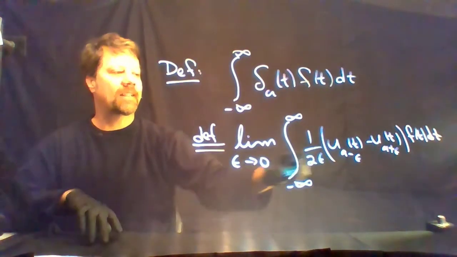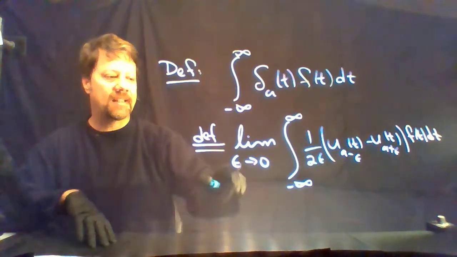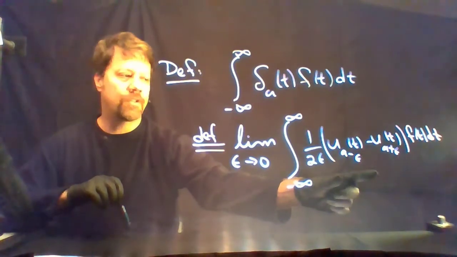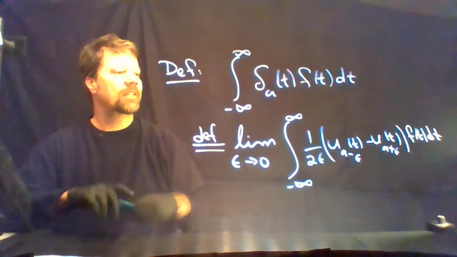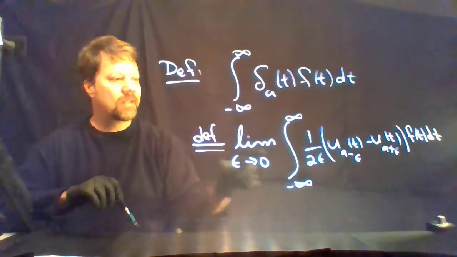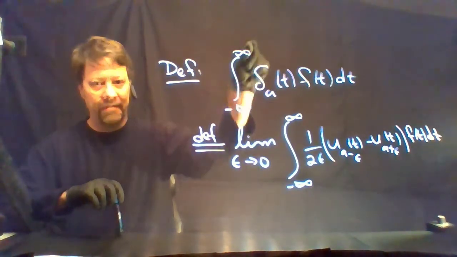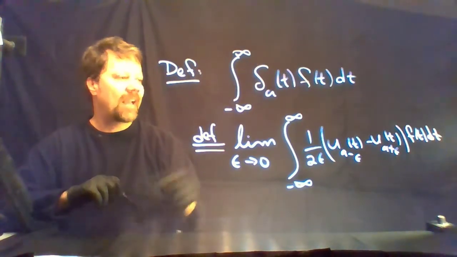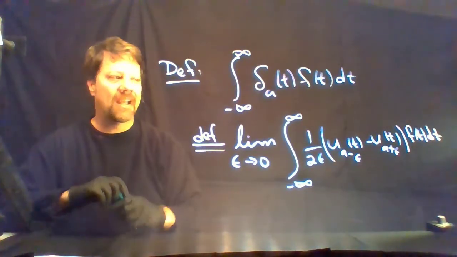So the Dirac delta function is determined by a limit of this kind of window function, if you will, a digital pulse of height 1 over 2 epsilon. As epsilon goes to 0, the heights of those little peaks, those little windows, will go higher and higher, and the width will get narrower and narrower.